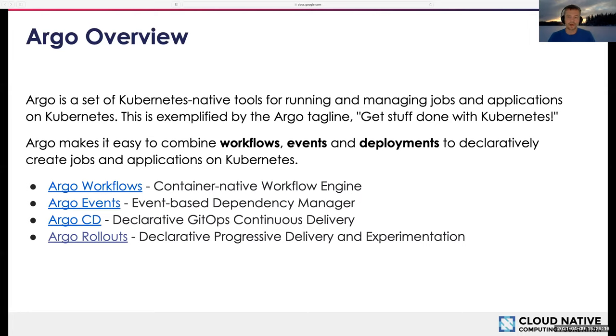So before we go into the meat of 3.0, I wanted to give you a brief history of what Argo is and how we ended up where we are today. Argo is a set of Kubernetes native tools for running and managing your jobs and applications with Kubernetes. Argo consists of four different open source projects.